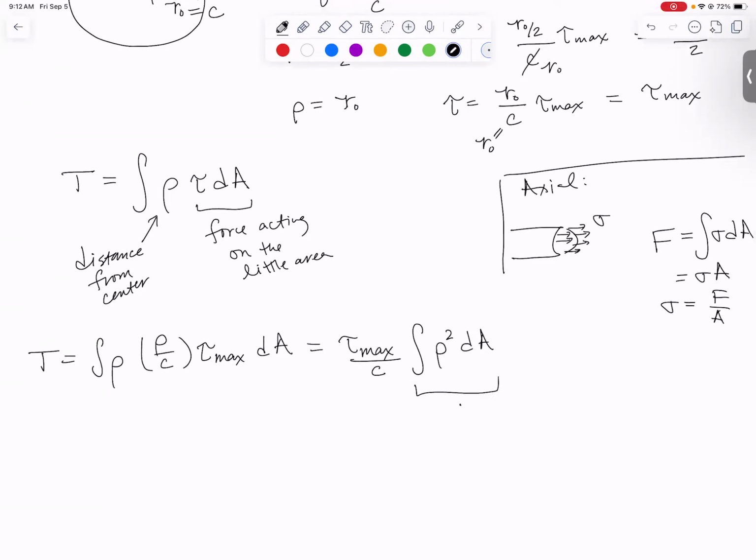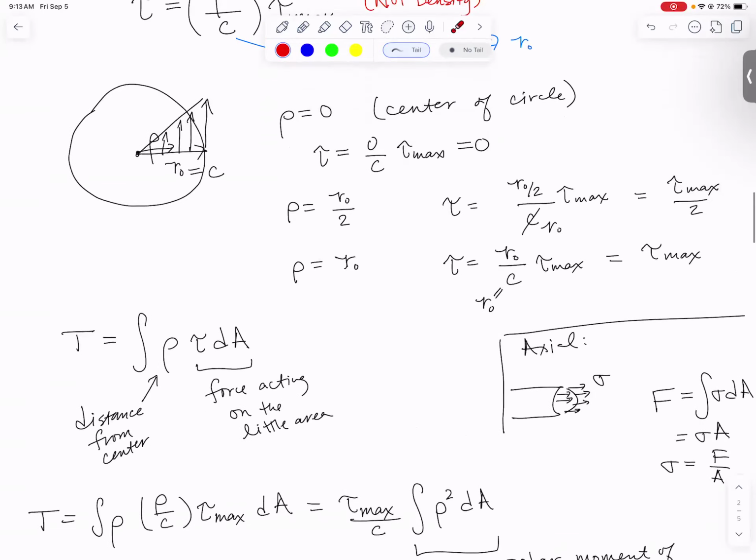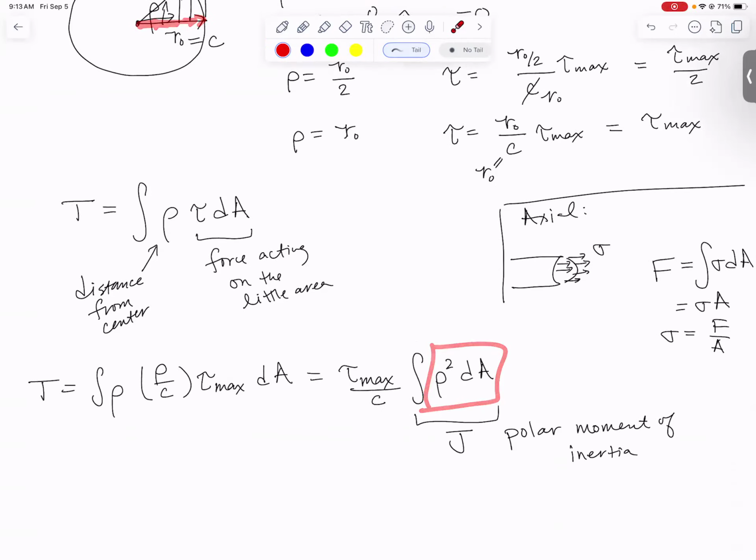We are going to use the letter J for it because this is not the moment of inertia about the x-axis or the y-axis. This guy is called the polar moment of inertia. And you may have seen it before as an integral of r squared dA. Rho is just r, but it's not like a specific fixed r. It's a radial coordinate that changes as you move your way out. If you take this and you integrate over a circle, what you get is the polar moment of inertia.